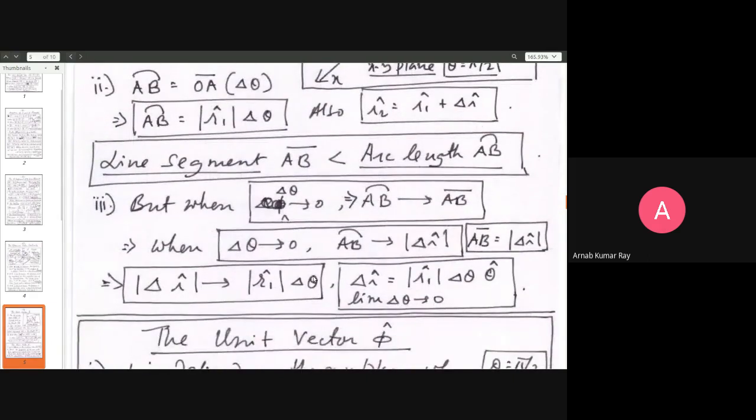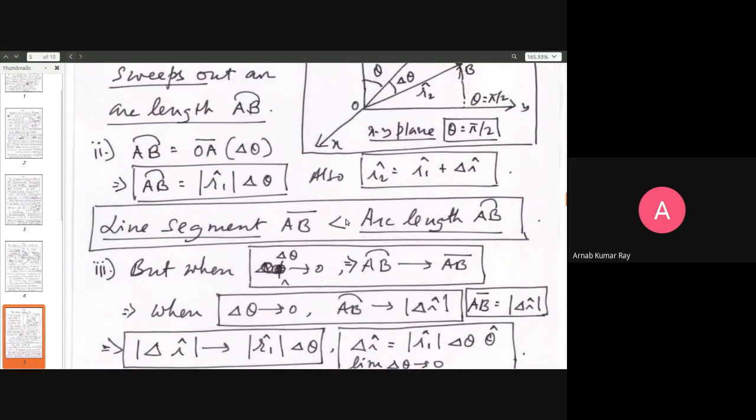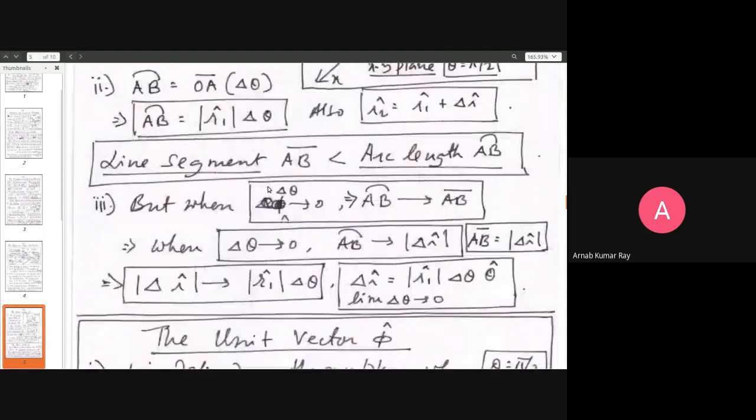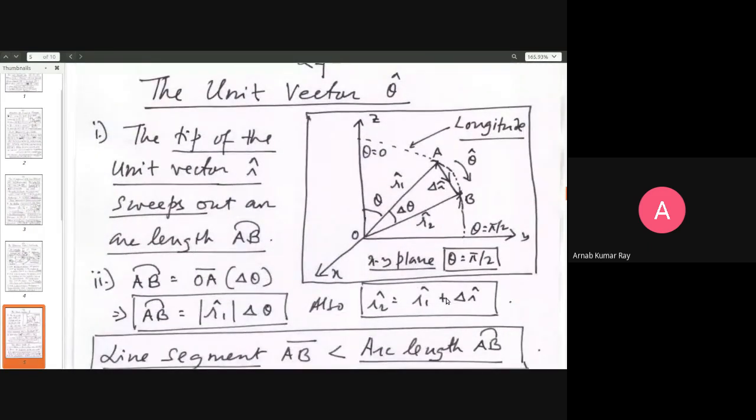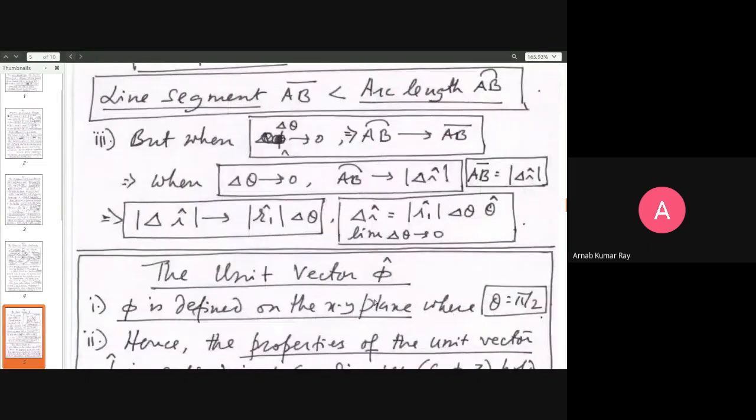Now AB is equal to the magnitude of R1 cap times delta theta. Therefore, when delta theta goes to 0, AB, which is going to be equal to delta R cap, will be equal to R1 delta theta. Therefore, delta R cap is equal to R1 cap delta theta, theta cap, in the limit of delta theta going to 0. Thereafter, you can follow the familiar calculations in the main set of notes. So that is how you do it.